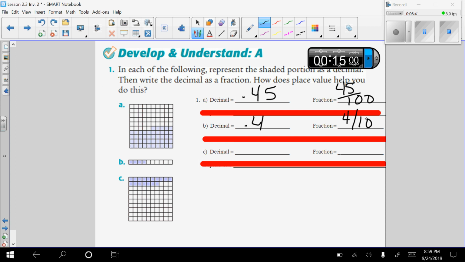And number C here, how many are shaded? This is another 100 block. There are 17 of them shaded, so 17 hundredths of them are shaded, or 17 over 100. Writing the fractions as I say them helps.